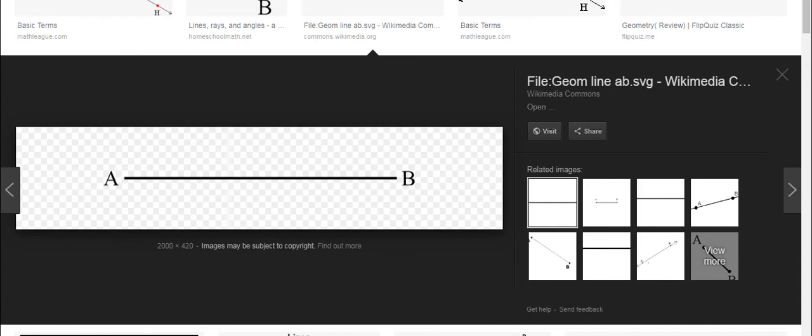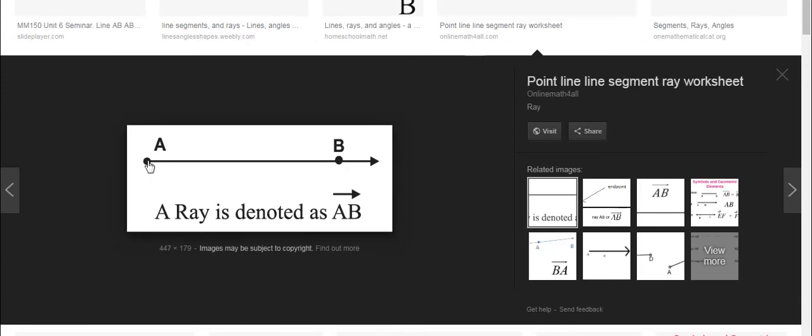That is also correct. Now ray AB means A is the starting point and B doesn't end. This goes infinite over there. So ray AB equals ray BA. Is it correct? No. Because here A is the starting point and B is infinite, and ray BA means B is the starting point and A is infinite. These two are exactly opposite, and these two are not the same. So this statement is incorrect.